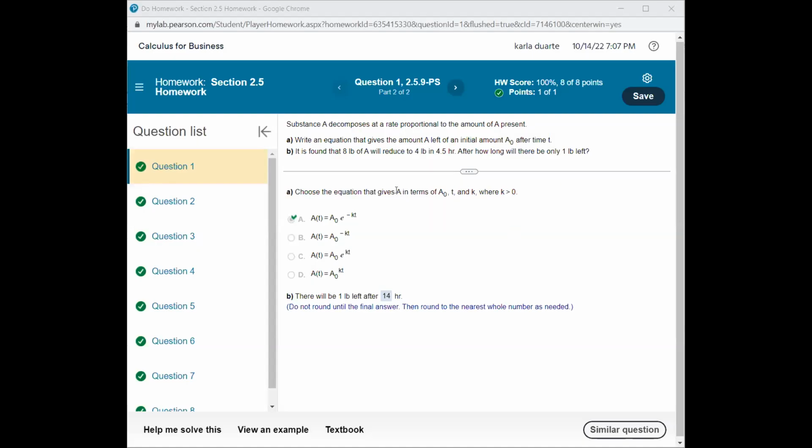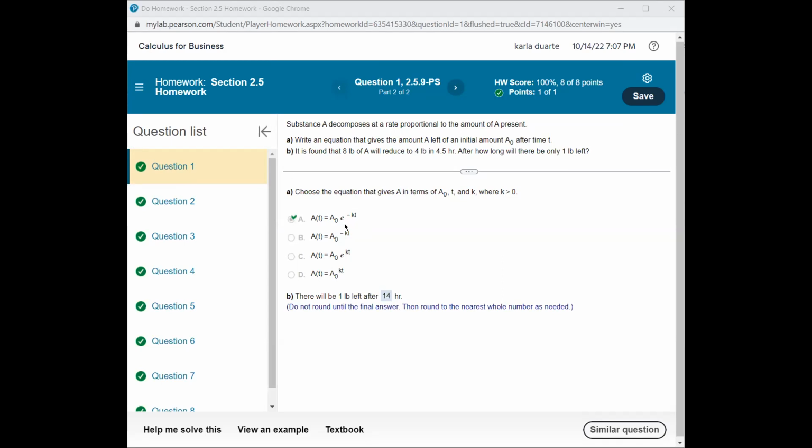It's asking you for the formula here. What is the formula? Well, it's A of t is equal to A sub 0, the initial amount, e to the negative kt, because it's a decay function, so there's a negative here, negative kt. It's pretty much the same formula. The only difference in the decay function is that this has a negative in front of it, so it's actually decreasing instead of increasing.